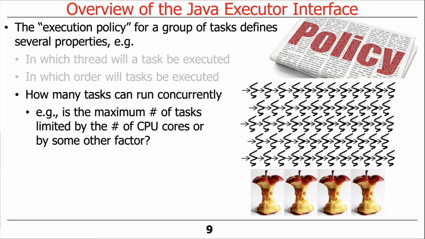Another thing you can determine through policy is how many tasks can run concurrently. And the question here, of course, as we've alluded to in earlier discussions, is what's the maximum number of tasks that you can have running concurrently? And how is that limited? Is it limited by the number of CPU cores, or by some other determination that you decide to have because you don't want to have all your cores being used up for this particular thread pool implementation, and so on and so forth?